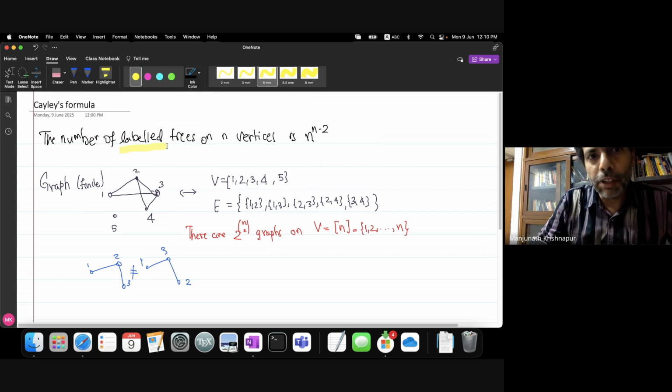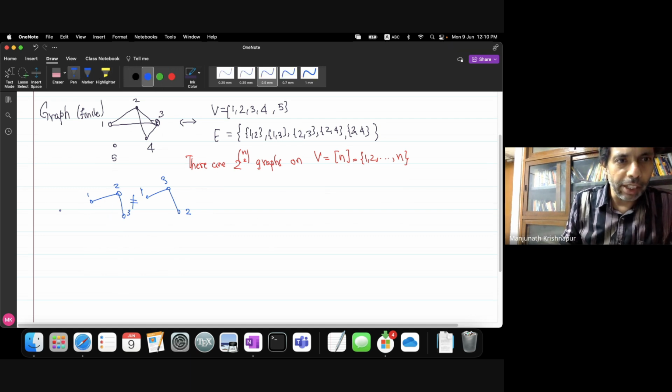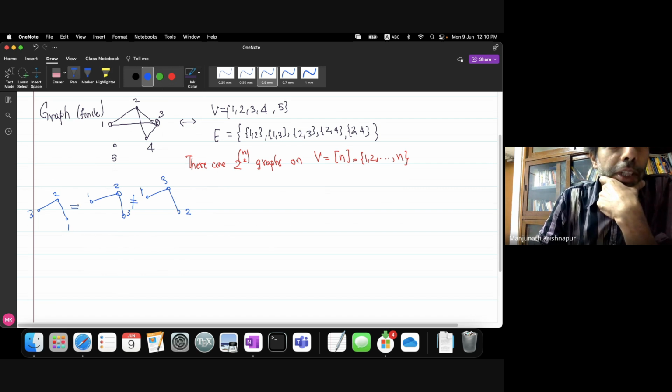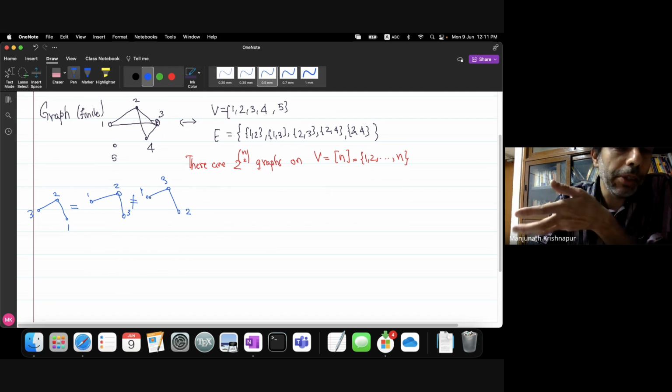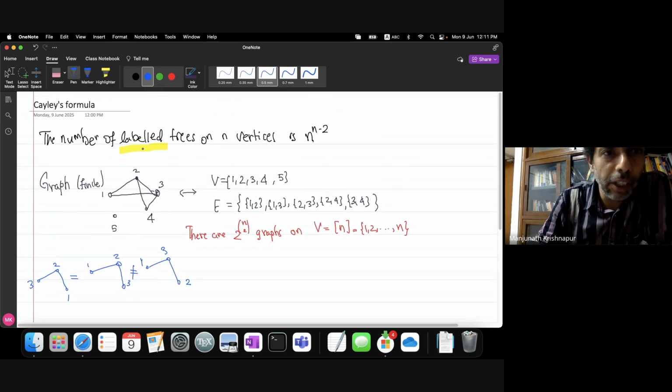So that means if the labeling is different, they can be different. On the other hand, one should also be clear that if I write 1, 3, and 2, these are actually the same. There is no difference between the first graph and the second graph, because in both of them the vertex set is 1, 2, 3 and the edges are 1, 2 and 2, 3. So what is same and what is different should be clear. These two are same, but these two are not the same. That is how we are going to proceed when we are counting trees also.